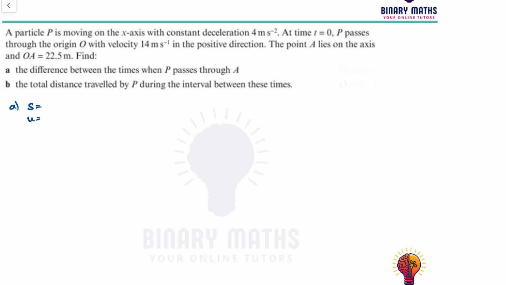So if we set up SUVAT again, we know the displacement is 22.5 meters. Initial speed is 14. We don't know the final speed. We know acceleration is 4 meters per second squared. We're trying to find the time. So we've got S, U, A, and T, which means S is equal to UT plus half AT squared. 22.5 is equal to 14 times T plus half times 4 times T squared.